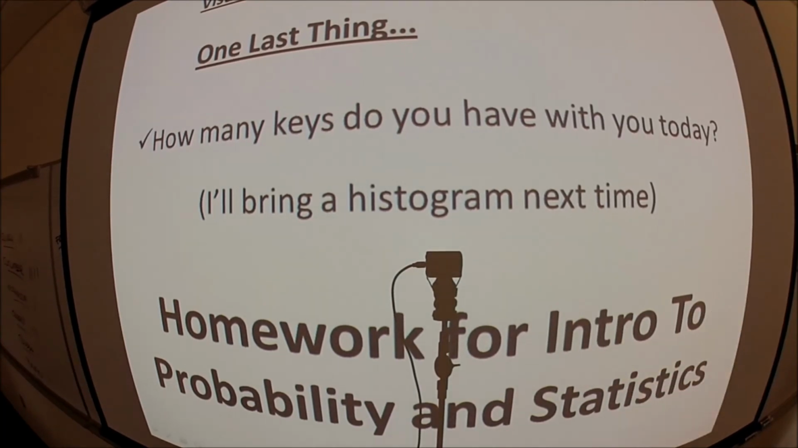Now we can all do it in a minute. So anybody have no keys at all? No keys, okay. Anybody have exactly one key with them today? We got two keys, exactly two keys. Three keys, just three keys. Four keys.